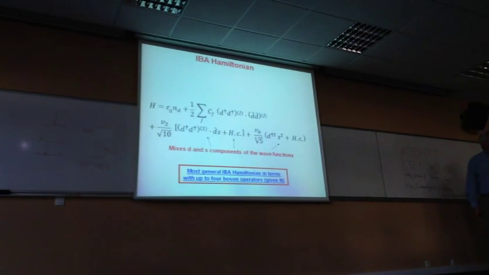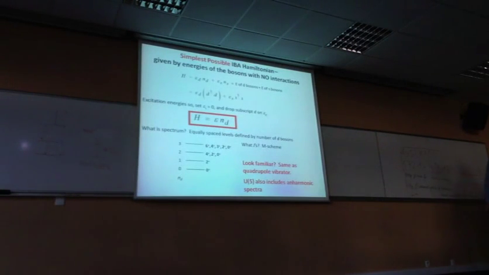By the way, you can use the IBA to calculate masses and separation energies. Then you need to include a couple of other terms where the energies depend on the boson number, but we're not going to talk about that. So let's talk about this simplest possible case first. The Hamiltonian is epsilon n_d, and I added epsilon n_s, but we're going to set that to zero. So the energies are just simply epsilon n_d.